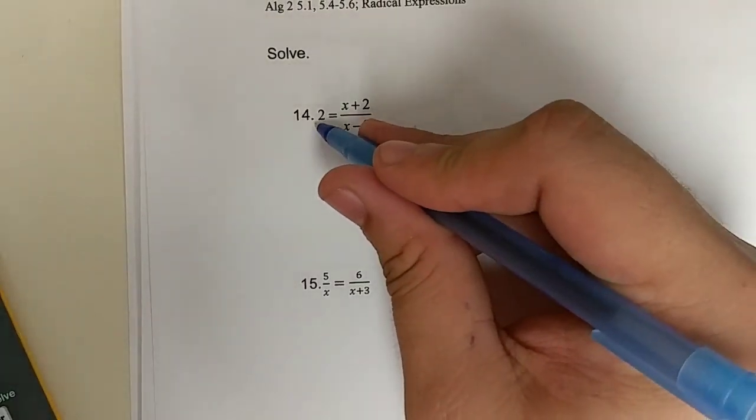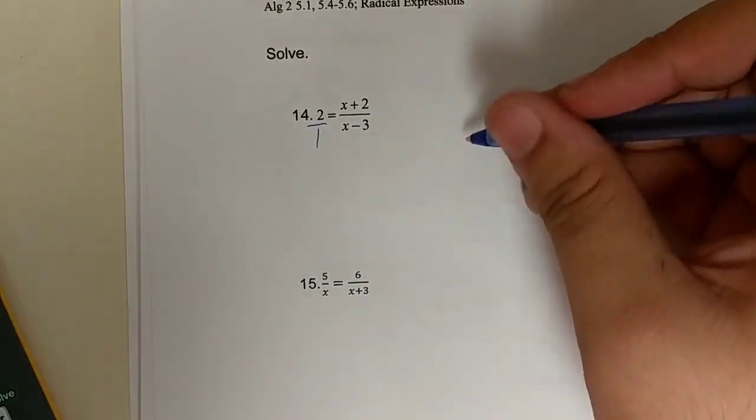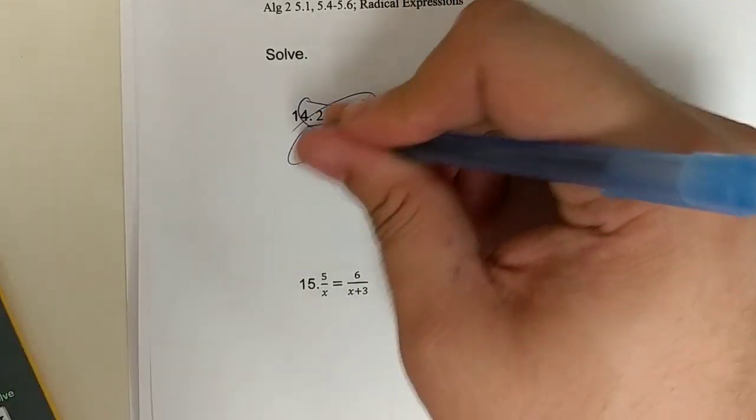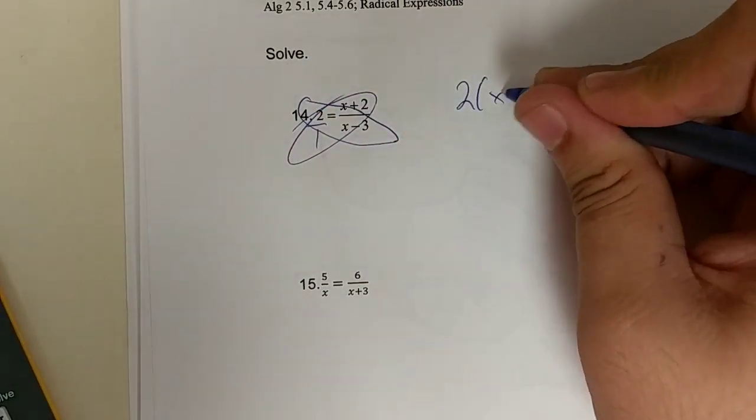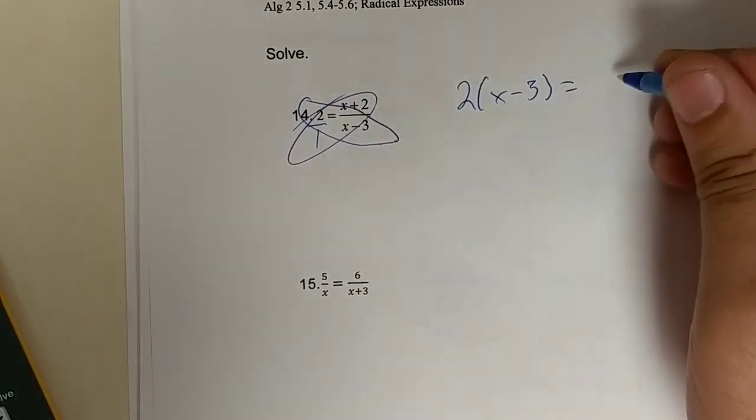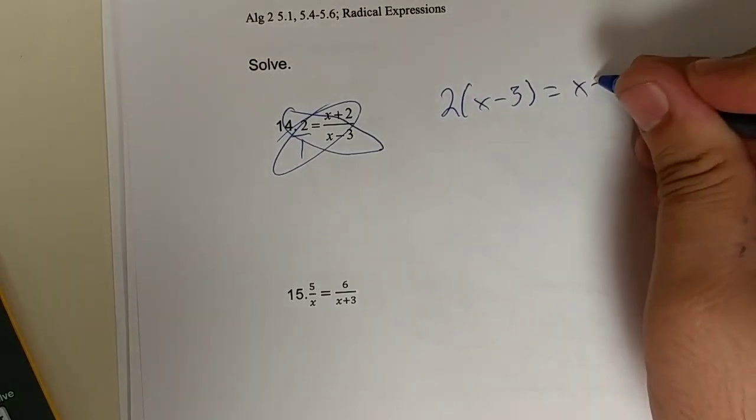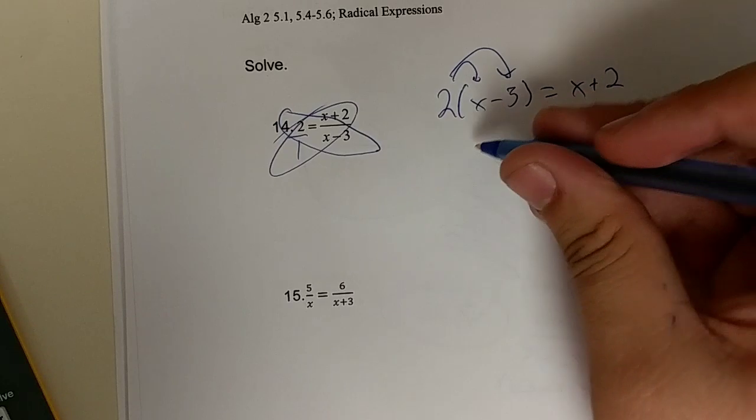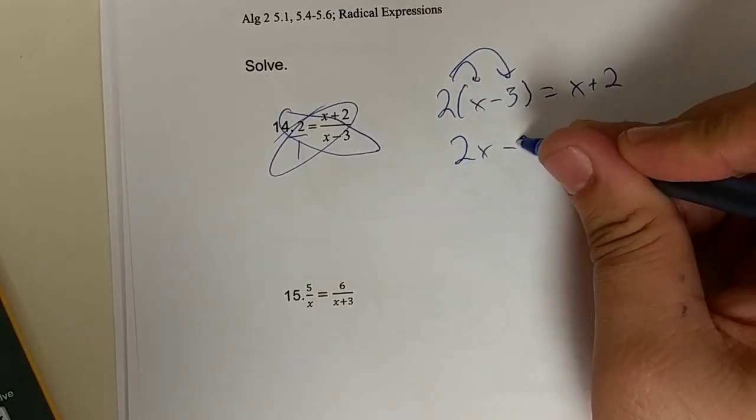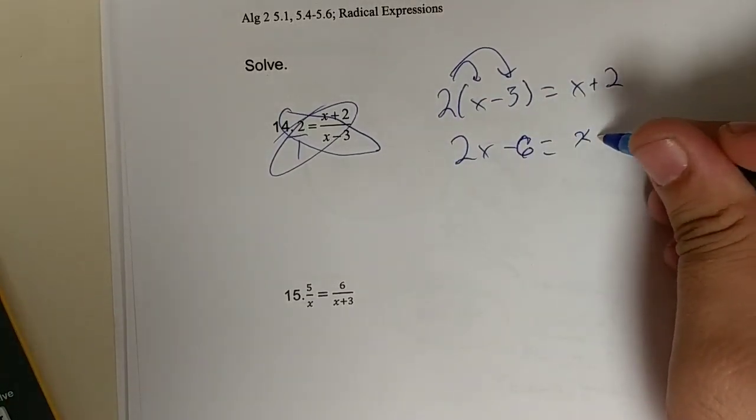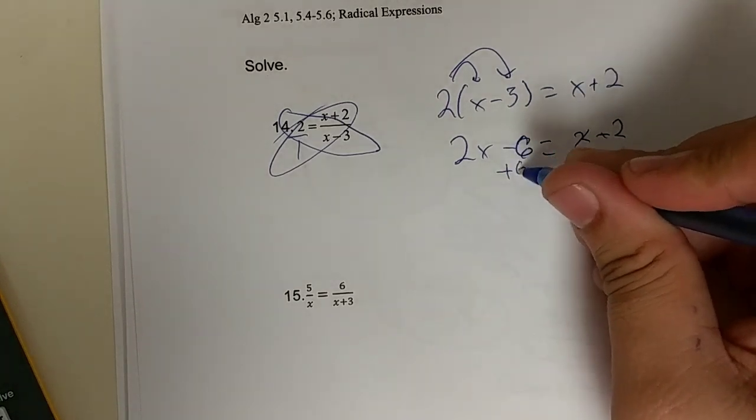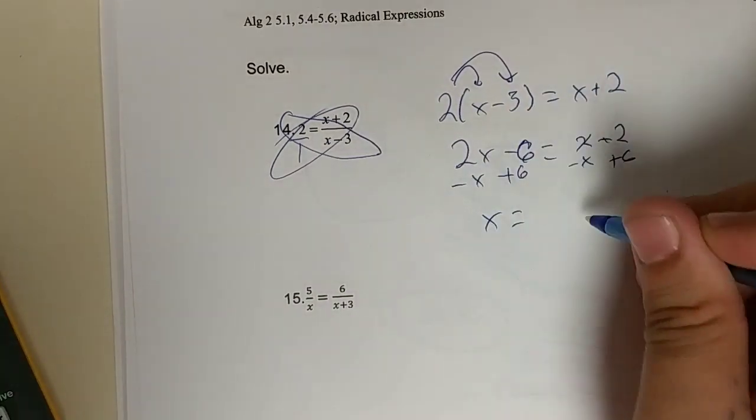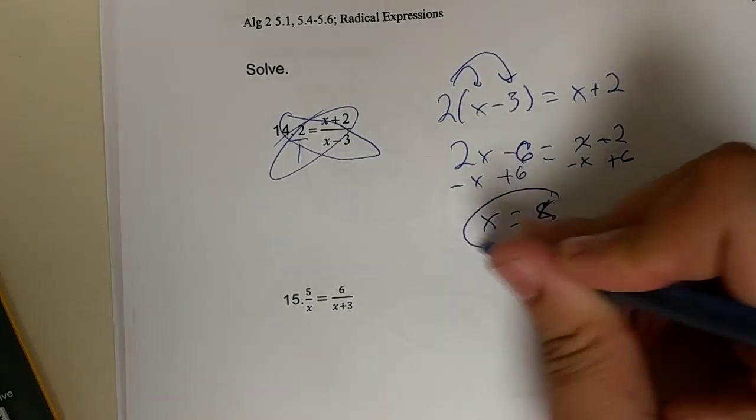Solve. So if you see this, it's plus over 1. So I'm going to cross multiply, like the butterfly method. So 2x minus 3 equals 1 times 2x plus 2. That doesn't really change anything. Make sure to distribute. Some people don't. 2x minus 6 equals x plus 2, plus 6, minus x, minus x. X equals 8. Ooh.